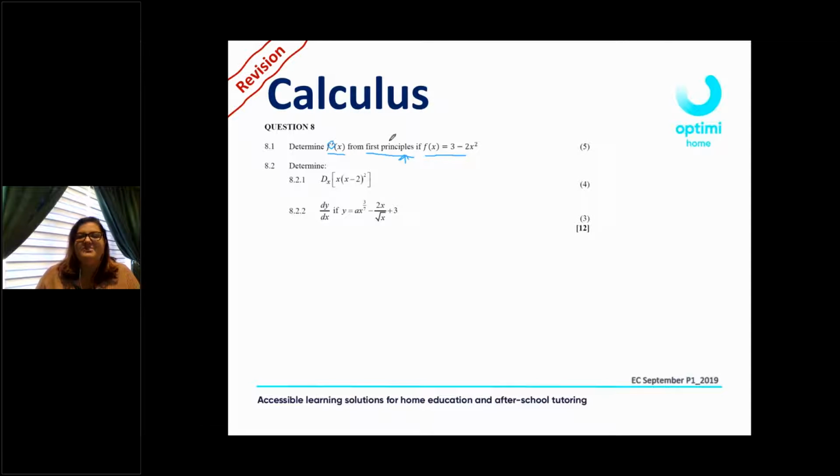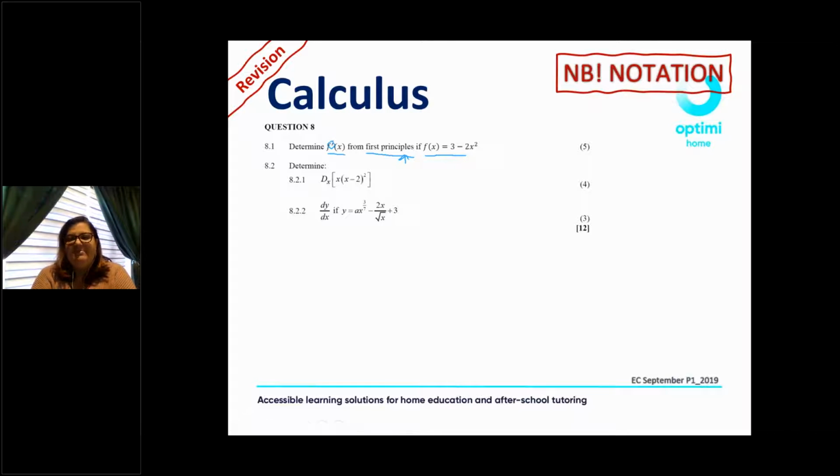Now, with first principles, you will have to make use of a formula, and this formula is on your formula sheet. So, luckily in grade 12, you are getting a formula sheet, and you will find this formula on the formula sheet.